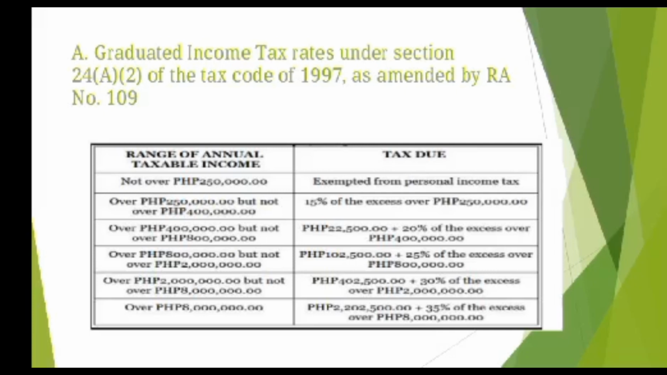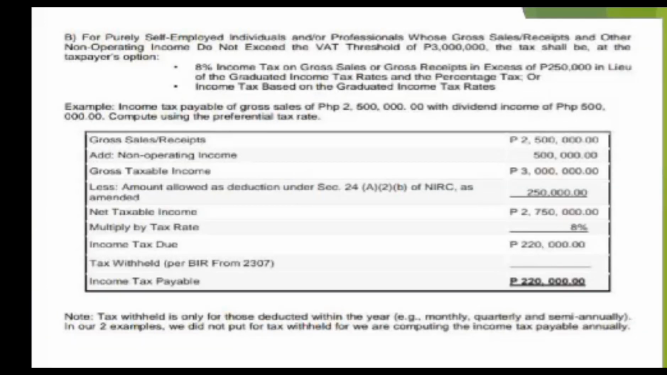Last, for all annual income over 8 million pesos, the tax due will be 2,202,500 pesos plus 35% of the excess over 8 million. Next, for purely self-employed individuals and or professionals whose gross sales, receipts, and other non-operating income do not exceed the VAT threshold of 3 million, the tax shall be at the taxpayer's option: 8% income tax on gross sales or gross receipts in excess of 250,000 in lieu of graduated income tax rates and percentage tax, or income tax based on graduated income tax rates.